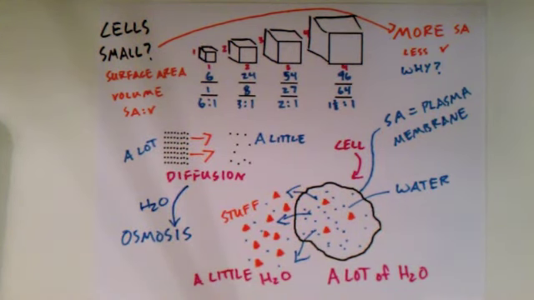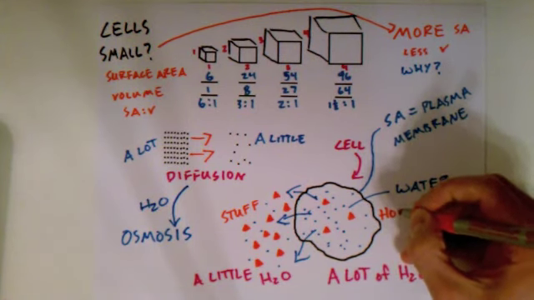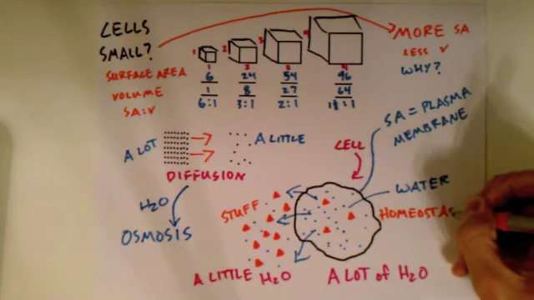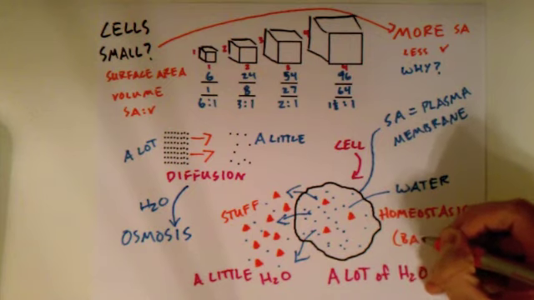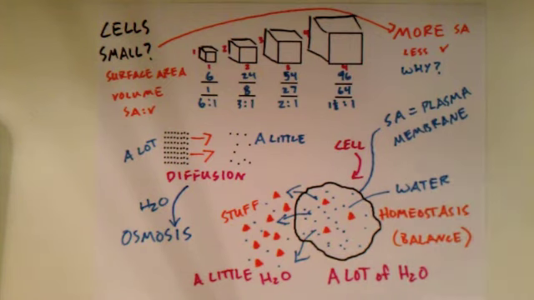So what this cell is trying to do is achieve homeostasis, which is a state of balance, bringing the high concentration of water to the outside and achieving a balance between the stuff and the water on the outside and inside of the cell.